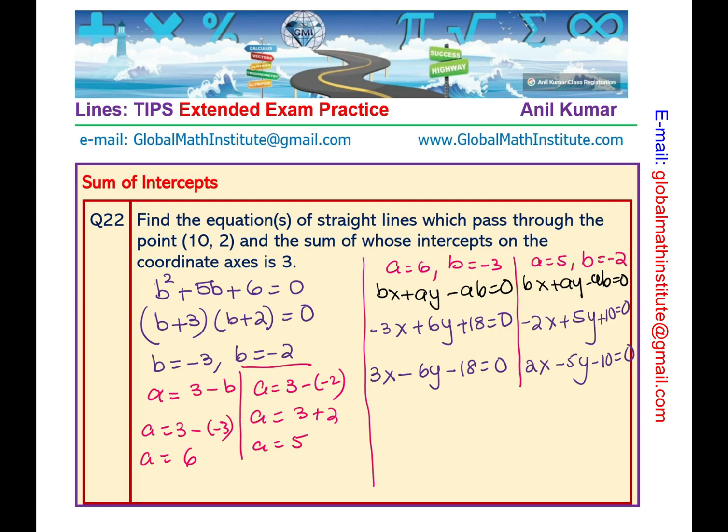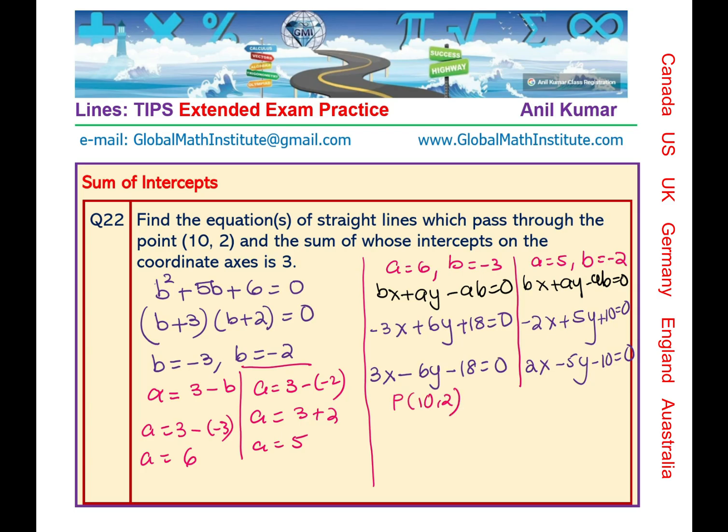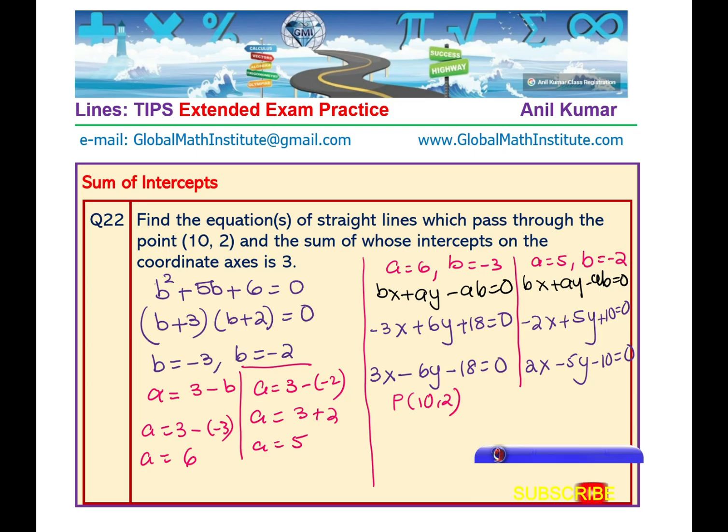You can verify if the point (10, 2) is on these lines or not. If I substitute 10 for x and 2 for y, 30 minus 12 is 18, and 18 minus 18 is 0. So that's perfect, correct? So we can check with point P, which is (10, 2). Similarly, if I put x as 10 in the second equation, 2 times 10 is 20, minus 10 is plus 10, 10 minus 10 is 0. So we have two solutions for the given condition. Perfect. So that is how we are going to solve this particular question.